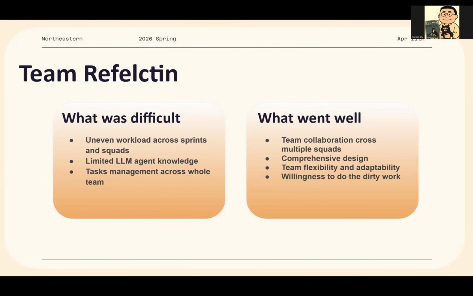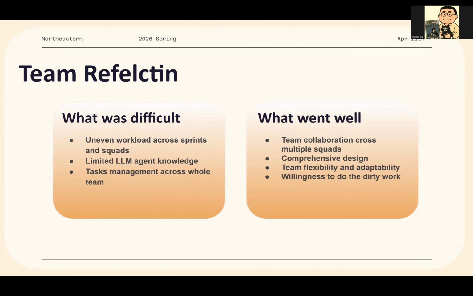And then I want to cover what went well. The first is the team collaboration across multiple squads. Since the data scraping, embedding, and the agent workflow all work very closely, and there are so many things happening inside the project, the different squads were able to work together to figure out the solution. And also, at the very beginning of the project, we had a very detailed, comprehensive design, and that really helped us deal with the unexpected problems which came in the middle of the project.